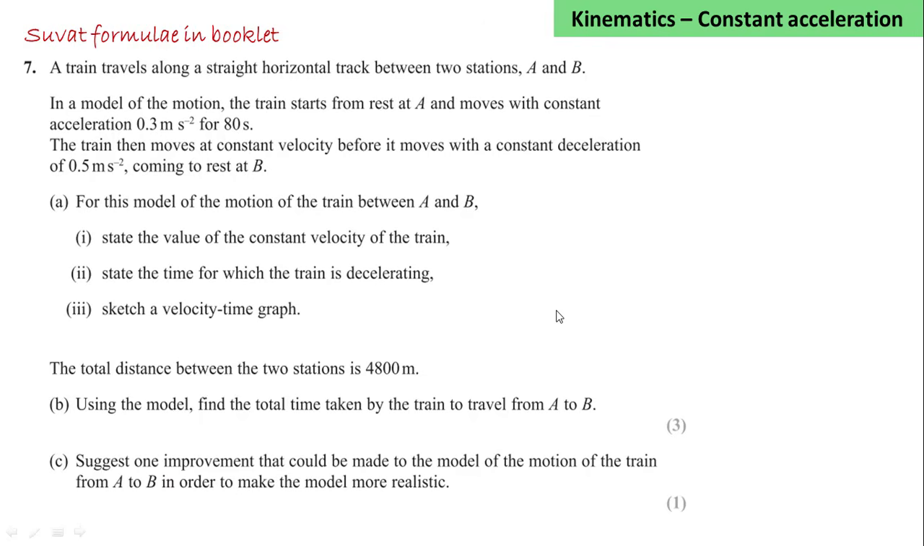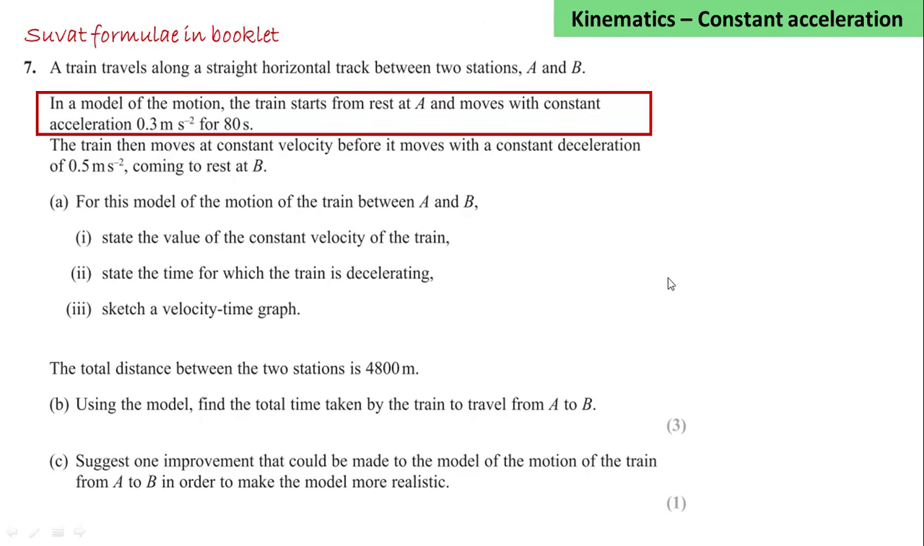Let's look at a typical suvat problem. The train travels along a straight horizontal track between two stations A and B. In a model of the motion, the train starts from rest at A and moves with constant acceleration of 0.3 meters per second squared for 80 seconds. So the velocity will be 80 times 0.3. We could use the suvat formula, v equals u plus at, so v would be 0.3 times 80, equal to 24 meters per second.